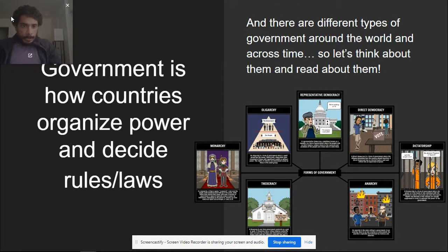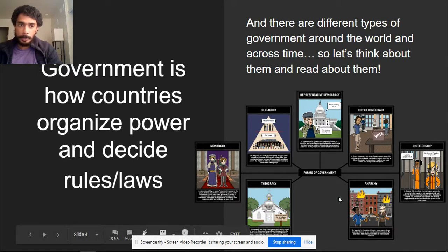So this is kind of review, but a government is how countries organize power, and it's how they decide rules and laws. And you read about that yesterday. There are different types of governments around the world and across time. So we're going to think about them and we're going to read about them. These are a few of the forms of government we're going to focus on in this class.